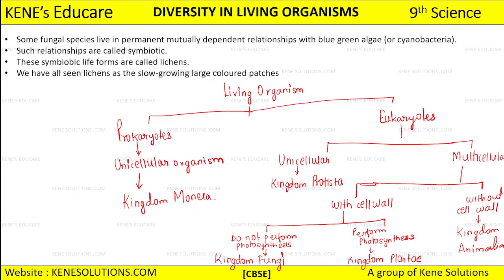So the multicellular eukaryotes who are having cell wall, now they can either perform photosynthesis or they will not perform photosynthesis. If they are performing photosynthesis, that includes the kingdom Plantae. If they're not performing photosynthesis, that includes kingdom Fungi. And then multicellular eukaryotes without cell wall is kingdom Animalia. Okay. So I hope that this has been clear to you.